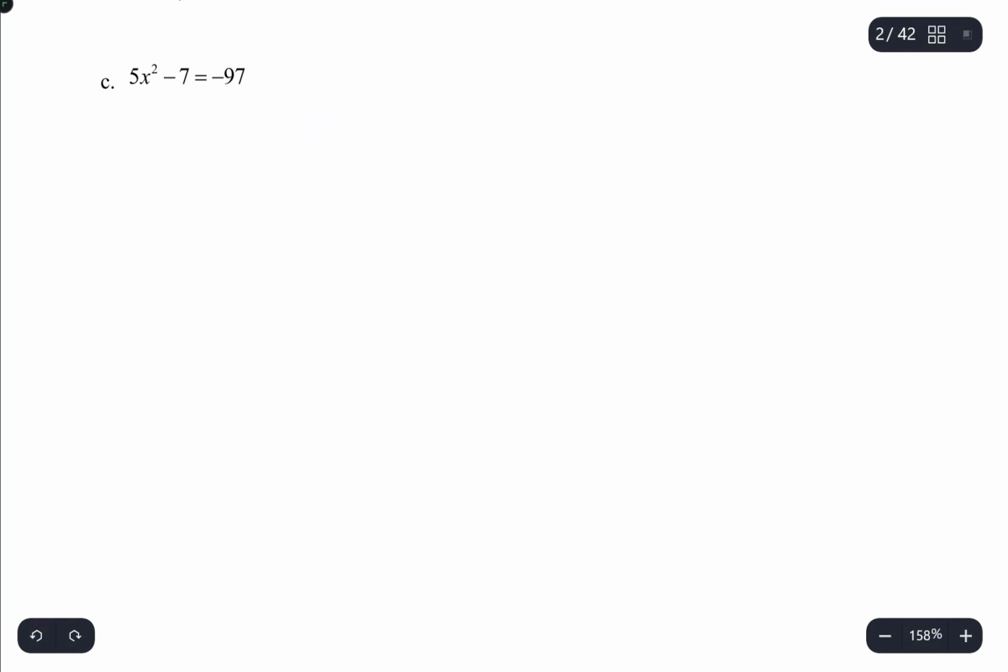Lastly, we have 5x squared minus 7 equals negative 97. So to get to the point where we can take a square root of both sides, the first thing we need to do is get that square by itself. So I would need to add 7 to both sides to start off. So that gives me 5x squared equals negative 90. And after that, I still have this multiplying 5, which I need to divide from both sides and get rid of. So negative 90 divided by 5 is negative 18.